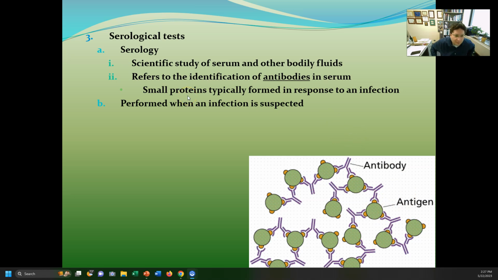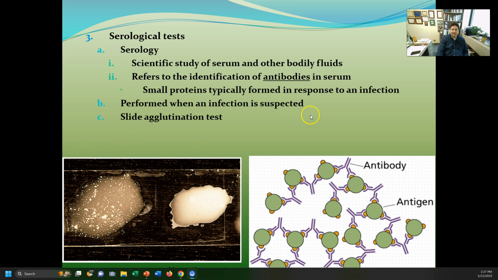So we often perform a serological test when an infection is suspected, and you might also do it using what's called a slide agglutination test like this. So we put the serum on a slide, we look for antibodies. If it agglutinates or kind of clumps or clots like we see here, that's a positive test. If it doesn't, like we see here, that's a negative test. All right?